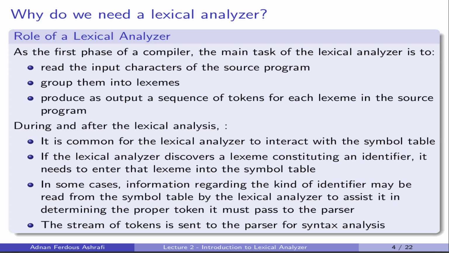So first of all, it is very common for the lexical analyzer to interact with the symbol table, because আমার যত স্পেলিং আছে সেই স্পেলিং চেক করার জন্য যত ইনফরমেশন সেগুলো সব সেভড অবস্থায় আছে আমার সিম্বল টেবিলের মধ্যে। Alright. If the lexical analyzer discovers the lexeme constituting an identifier, it needs to enter that lexeme into the symbol table. So আমি যদি কোনো একটা স্পেসিফিক or valid lexeme পাই তখন সেটাকে সিম্বল টেবিলের মধ্যে ইনসার্ট করে। In some cases, information regarding the kind of identifier may be read from the symbol table by the lexical analyzer to assist it in determining the proper token it must pass to the parser.